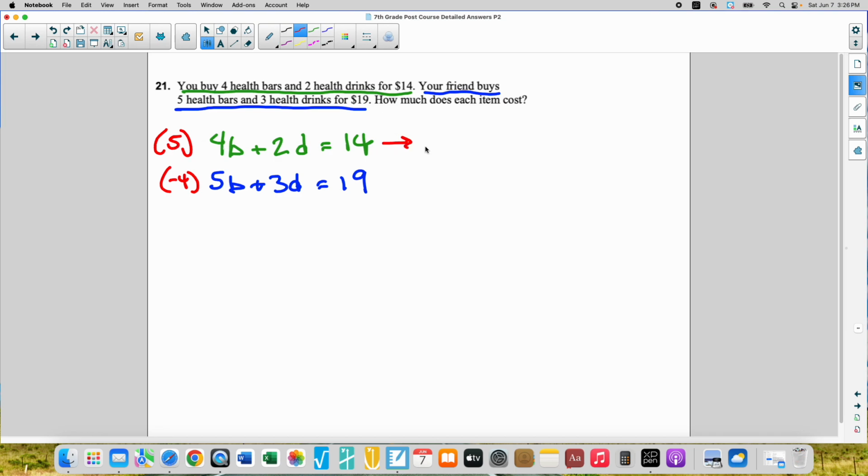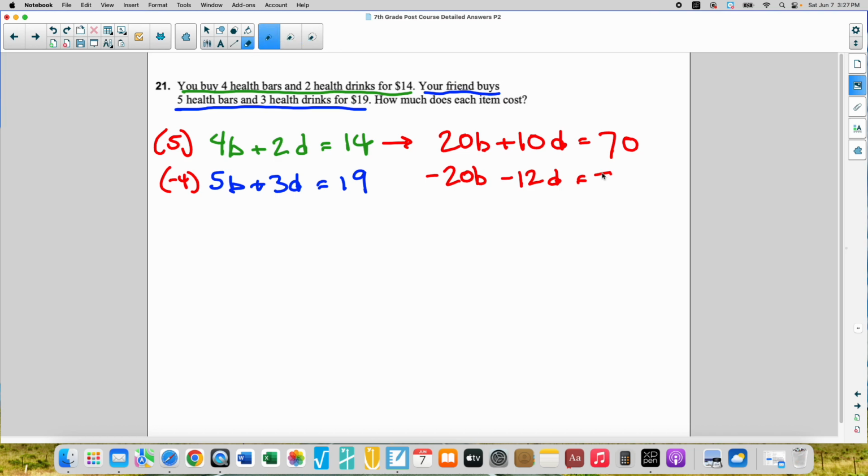So 5 times 4b is 20b. 5 times 2d is 10d. And 5 times 14 gives me 70. Negative 4 times 5b is negative 20b. Negative 4 times 3d is negative 12d. And negative 4 times 19 is going to give me negative, I almost did positive, negative 76. Okay, now we're going to add these.